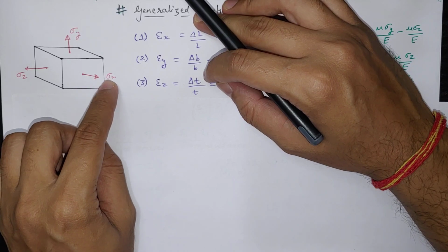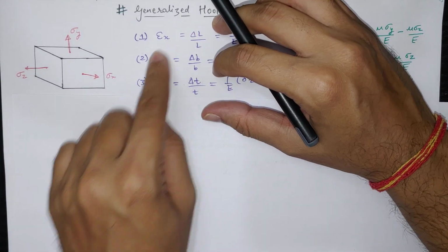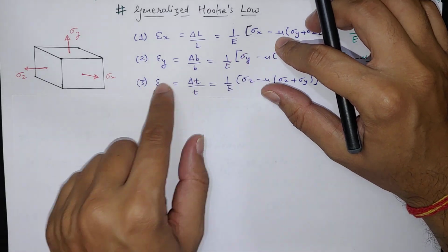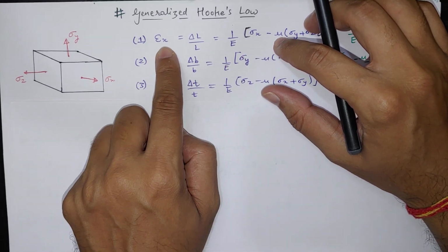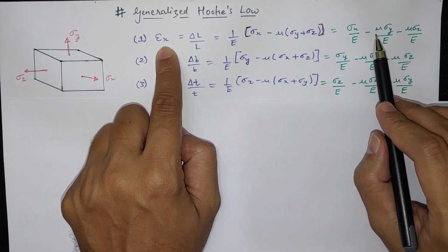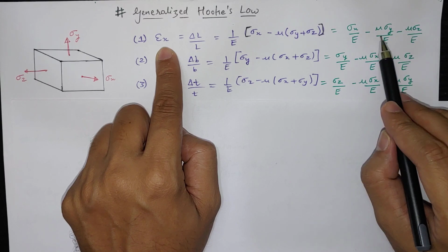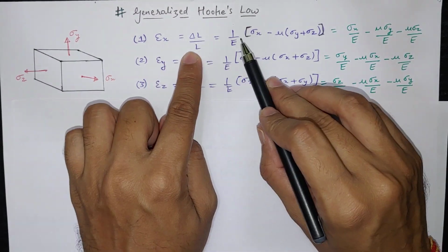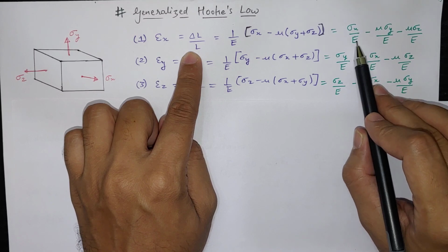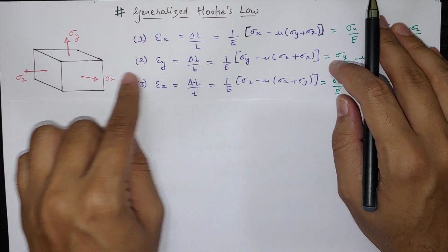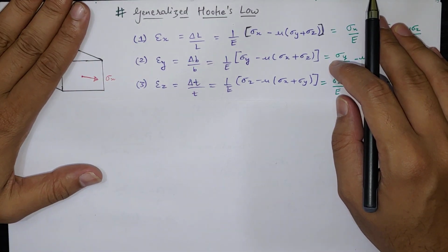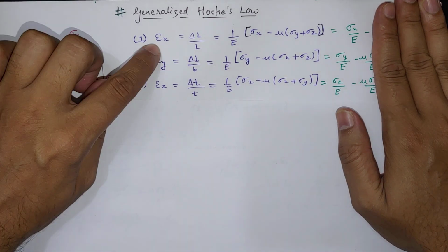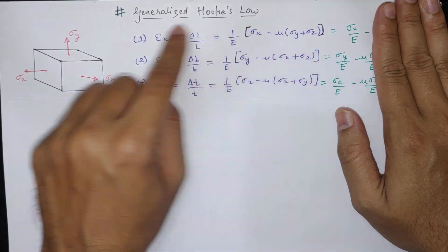We know that epsilon x is equal to sigma x divided by Young's modulus. So we know that sigma by E, but this other term here, epsilon x is equal to delta L by L is equal to sigma by E. We know when it is a uniaxial direction, these two stresses are not present. So both these terms will be zero. So stress is directly proportional to strain in that direction.